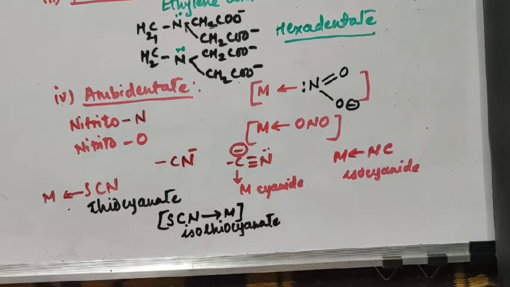If the ligand is bidentate, then in that case the coordination number is 2 when only one ligand is there. I showed an example also. We'll take one more example so that it is again clear to you.